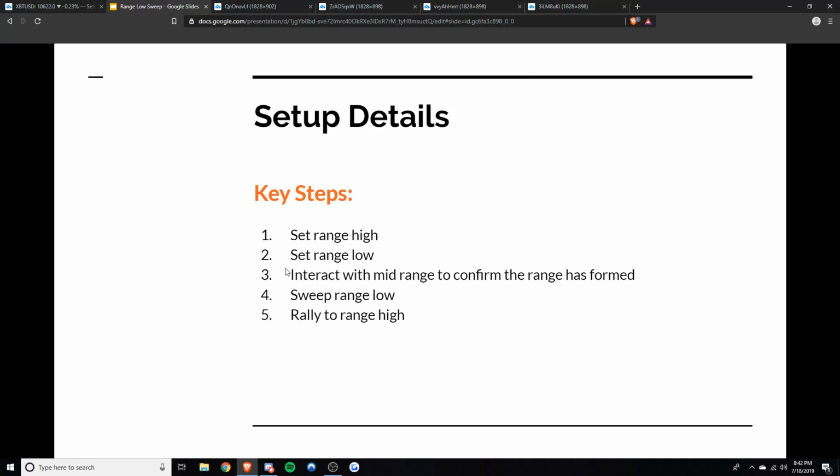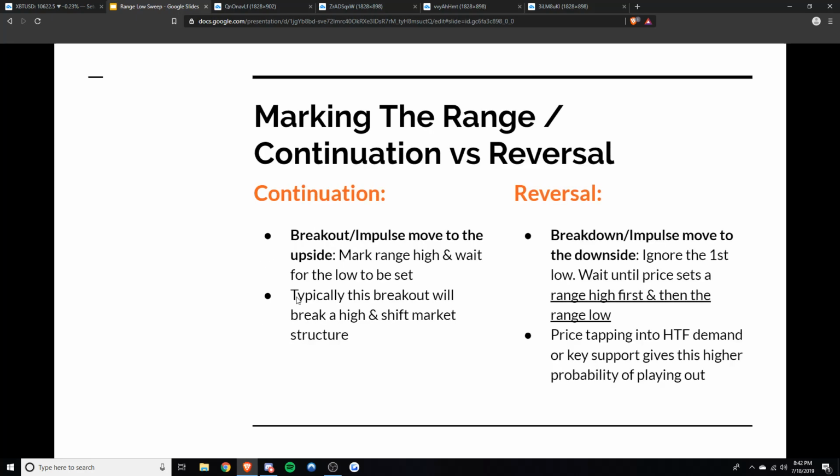So after the range high, it'll sweep the range low, if these are backwards, and then even after it sweeps the range low, it usually just goes back for the high again. So if you do get that range high sweep first, just use it as a sign that it's coming for the low next, or I guess you could short it if you like to trade that way. But anyways, that's pretty much it for the essential steps of the range low sweep. So whenever you're marking the range, there's two different ways that you can go about it.